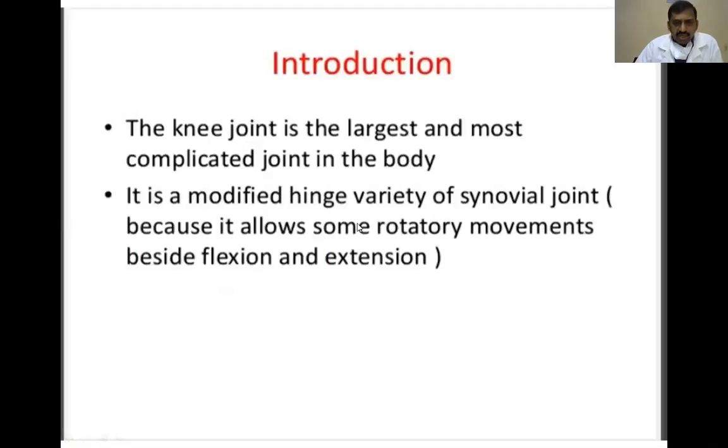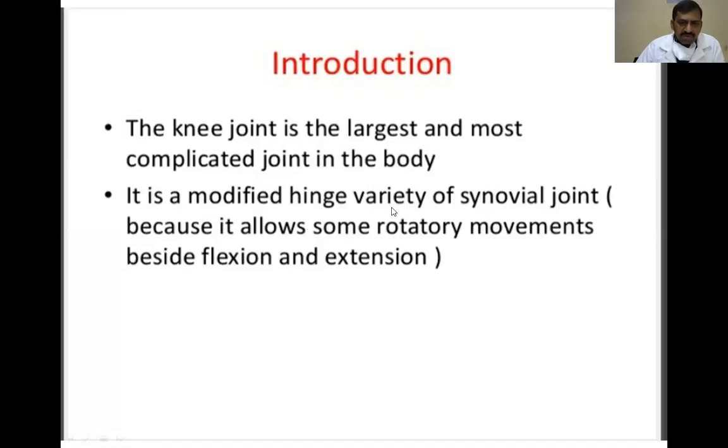The knee joint is the largest and most complicated joint in the body. It is the largest weight-bearing joint. It is a modified hinge variety of synovial joint, because it allows some rotatory movements besides flexion and extension. If it allowed only flexion and extension, we would call it a hinge joint. But it also allows somewhat rotatory movements. That is why it is called a modified hinge variety of synovial joint.